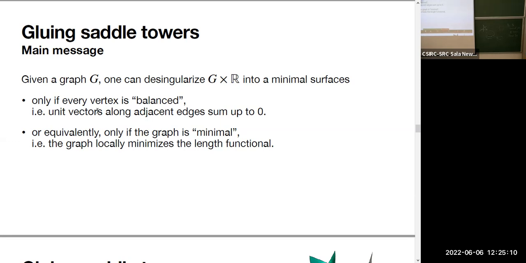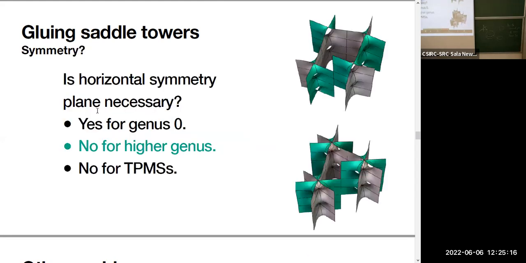Yeah, that's the main message, but there are a lot of details in it. The most annoying thing is this. All their constructions assume the horizontal symmetry plane, but is this necessary? Then it was proved that if your surface is genus 0, the symmetry plane is automatically there. But if it is of higher genus, we have examples that have no horizontal symmetry plane, but that example is not constructed by the gluing technique. That's why I put it in gray.